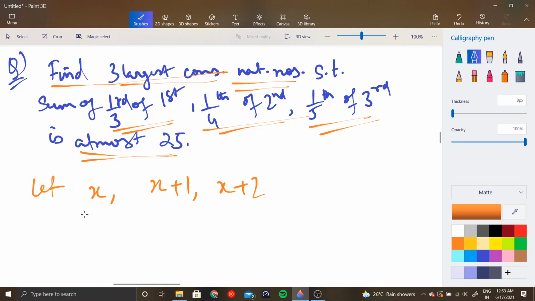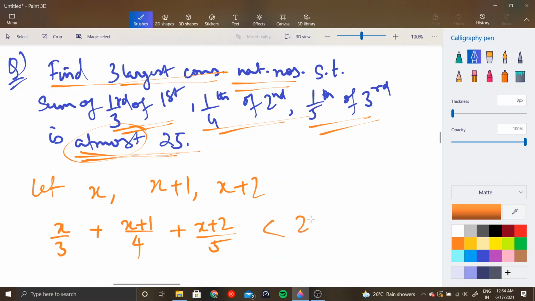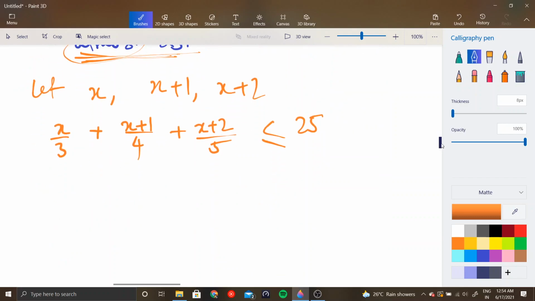Right? Now it is given that 1/3 of x, 1/4 of x plus 1, and 1/5 of x plus 2, this sum is at most 25. What does at most mean? It is either less than 25 or is at most equal to 25. It cannot be greater than 25. Okay. Now, this is your inequation. After forming the inequation, it is really simple.